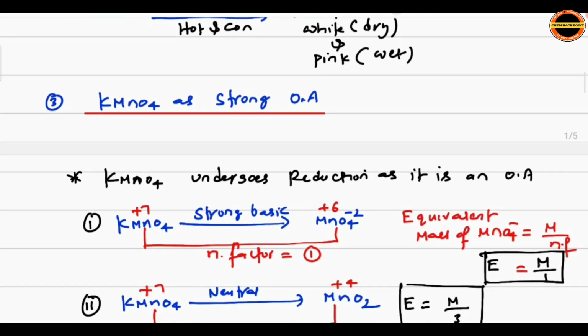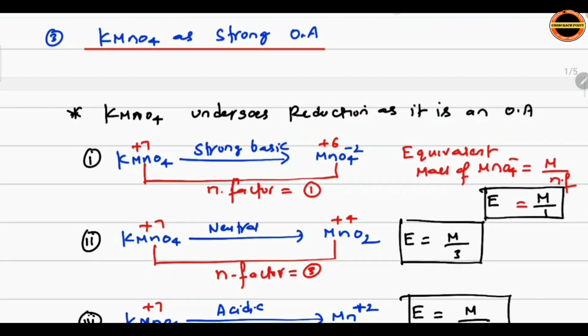KMnO₄ is a strong oxidizing agent. KMnO₄ undergoes reduction as it is a strong oxidizing agent. So how does it undergo reduction? If we keep it in basic medium, it is converted into MnO₄²⁻. Here the n-factor is 1. How do we calculate the equivalent mass of KMnO₄? Molar mass by n-factor. If the molar mass of KMnO₄ is M, the n-factor is 1, so the equivalent mass of KMnO₄ in basic medium is M by 1.